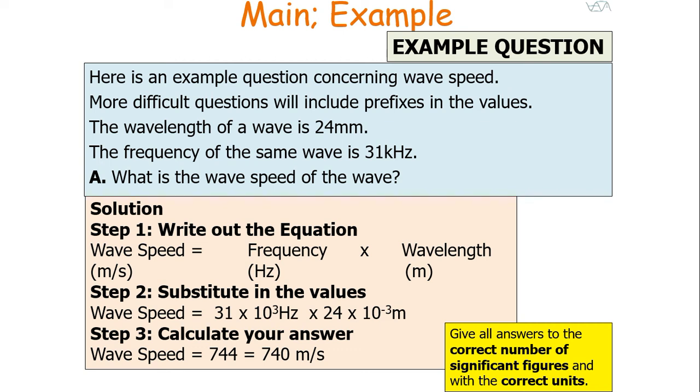So it's 24 times 10 to the minus 3, the conversion from milli to normal meters. And then the frequency is given in kilohertz, 31 kilohertz. So you've got to convert kilohertz to hertz, so it's 31 times 10 to the 3. You carry out your sum and you get an answer of 744. That will go to two significant figures because in the question 24 and 31 are both two significant figures, so your answer is to two significant figures, 740 meters per second, and we give our correct unit to go along with our value.